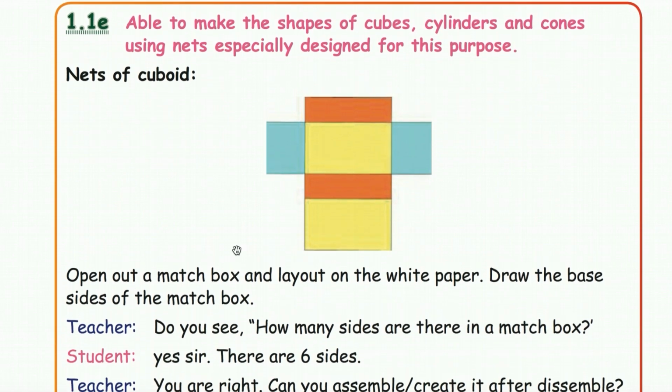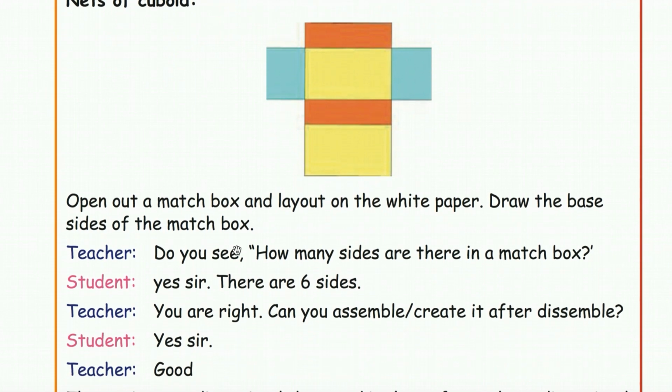Able to make the shapes of cubes, cylinders, cones using nets especially designed for this purpose. Nets of a cuboid. Open out a matchbox and lay it out on white paper. Draw the base and sides of the matchbox.